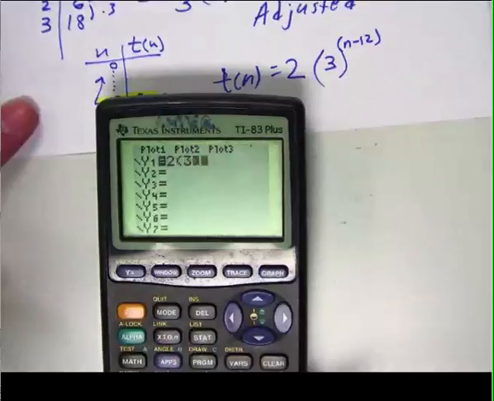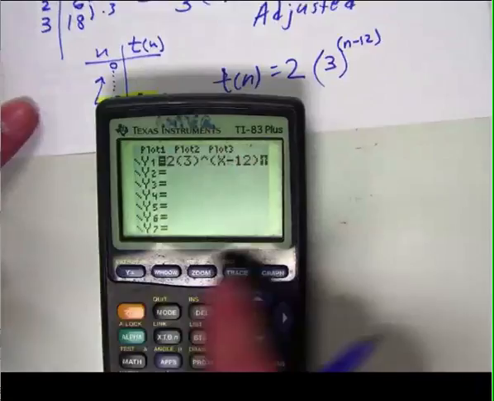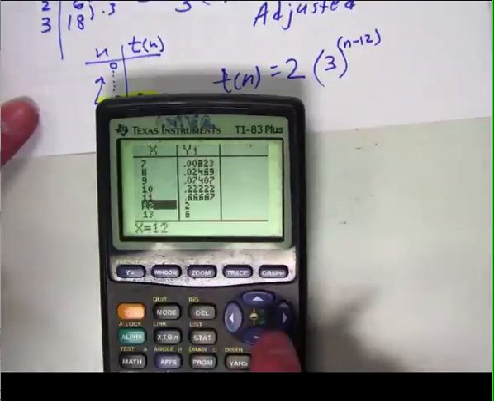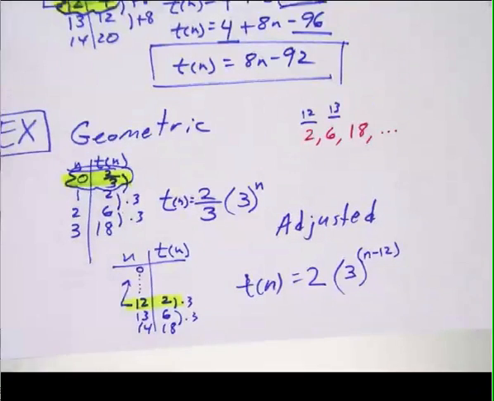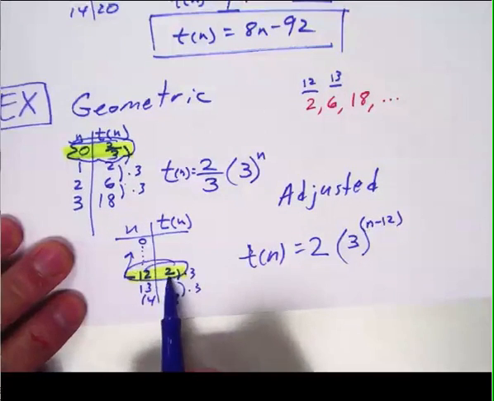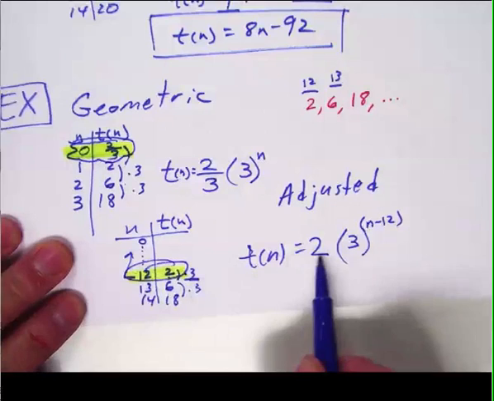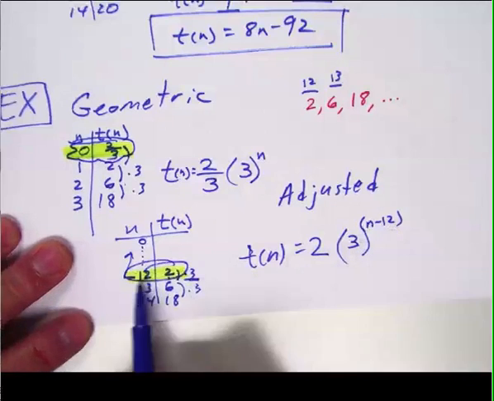So 2 parentheses 3 to the, and then it would be x minus 12 power. And then you can go second table, and the 12th number in the table is in fact 2 like it's supposed to be. Okay, so now that's how you do it. What it starts at, 2. What it goes by, times 3. 2 times 3 to the power, and then I'm 12 places away from 0.